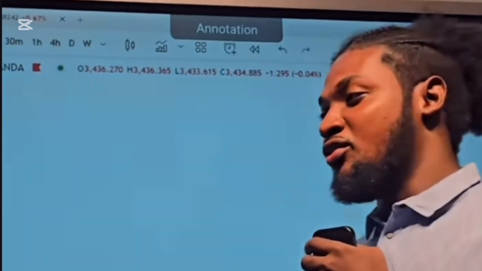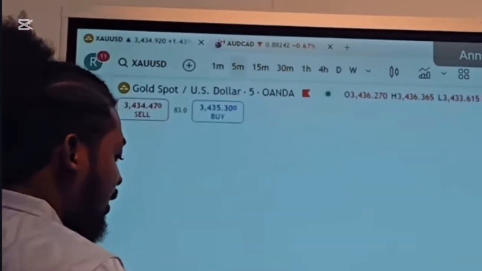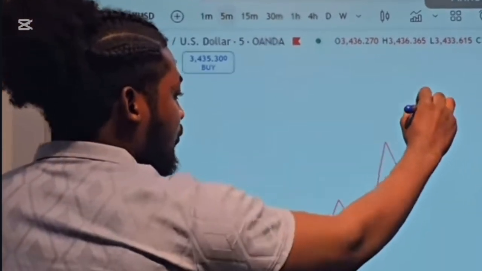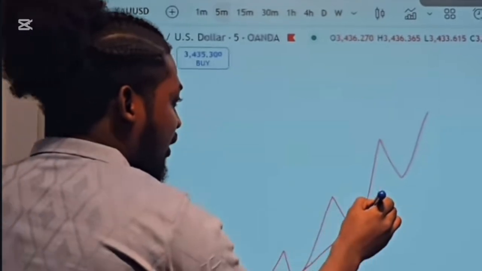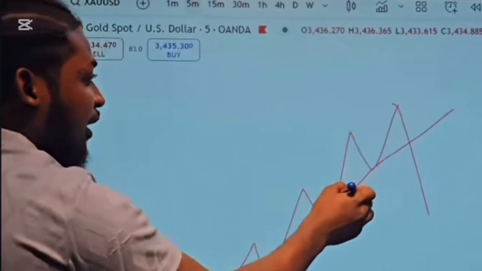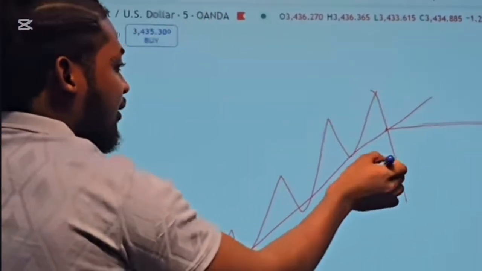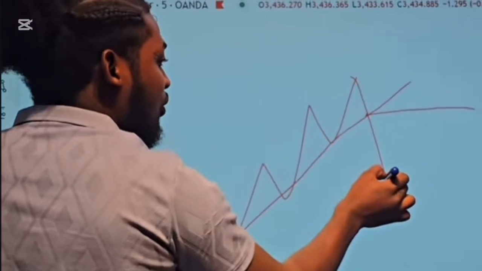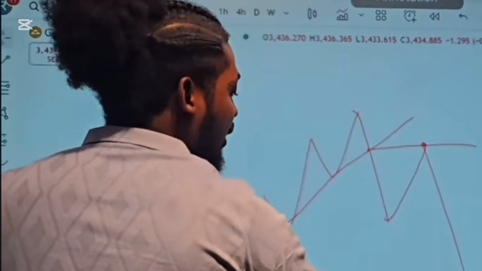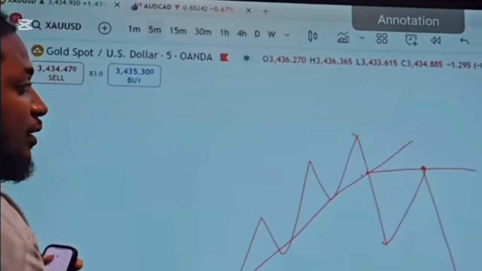So let's get straight to it. With this strategy, let's say we have a bullish market. Then I draw my trend line here. Anytime there's a break on the trend line, I'll just use my horizontal ray. After using the horizontal ray, you notice price always gets to this level and starts moving. Always the break of the trend line.